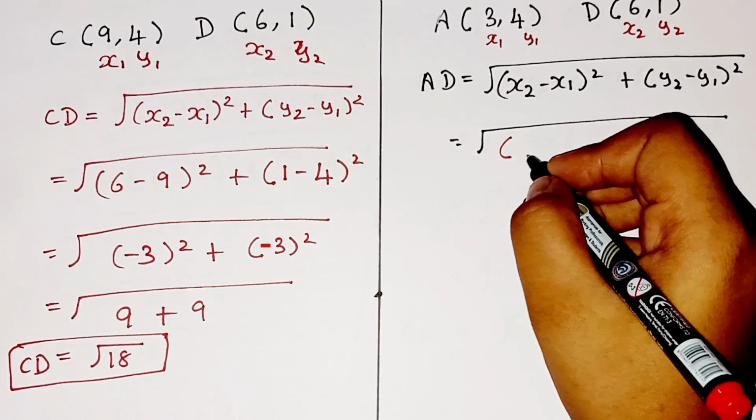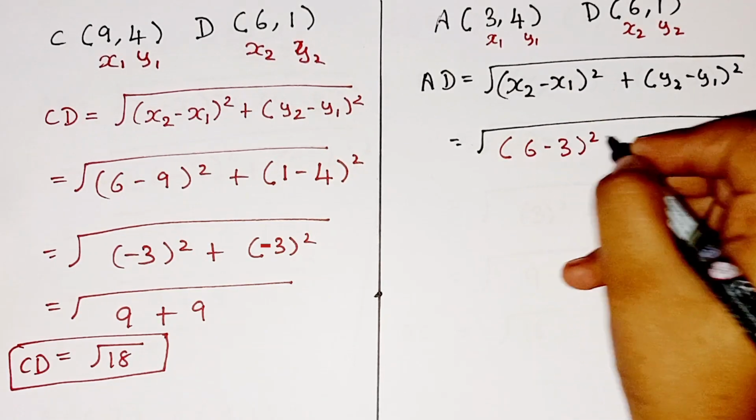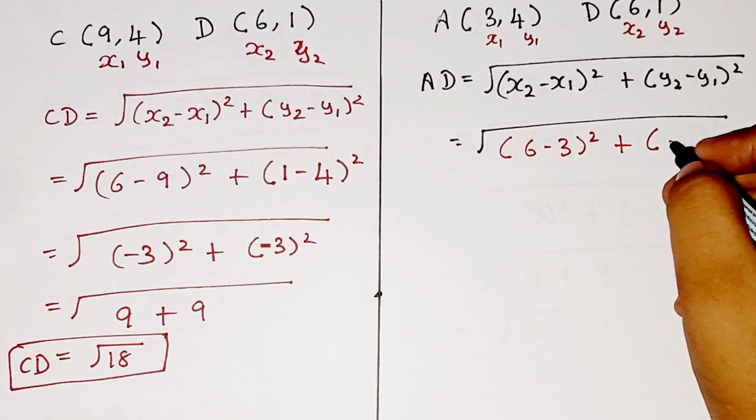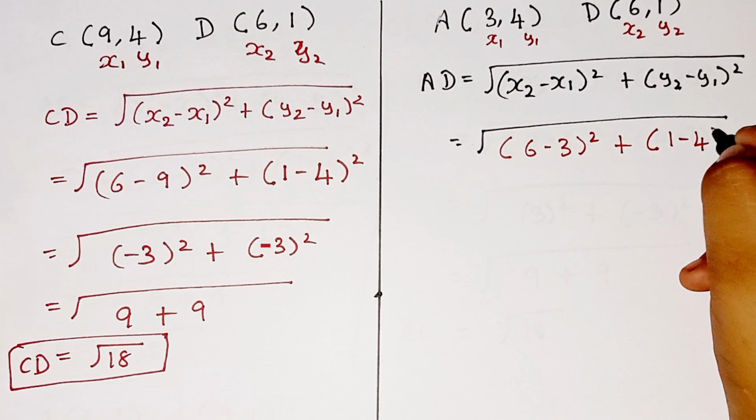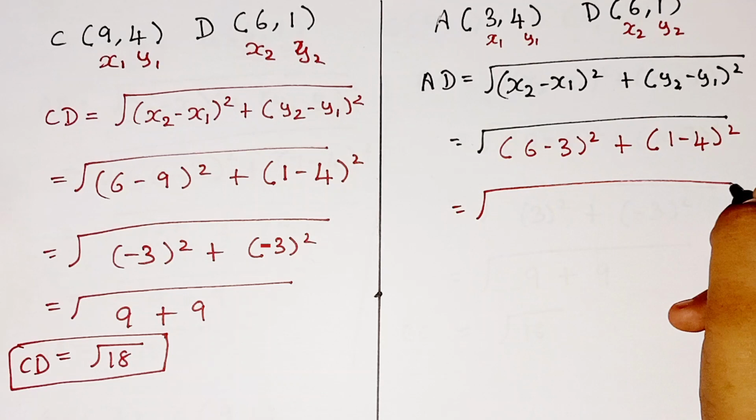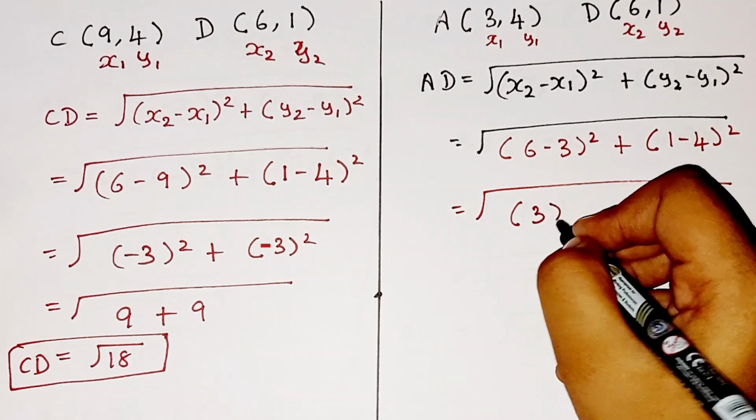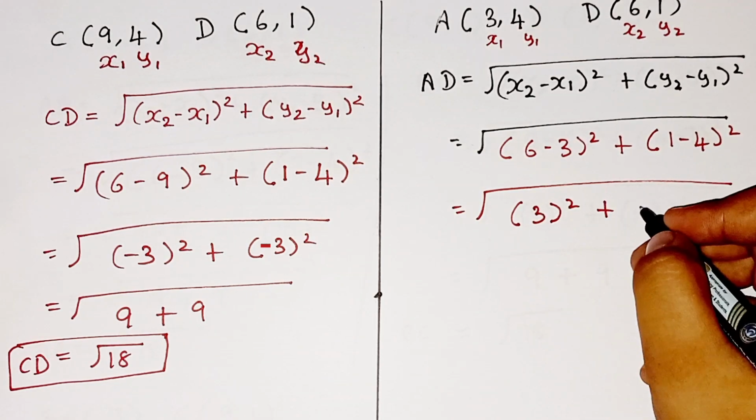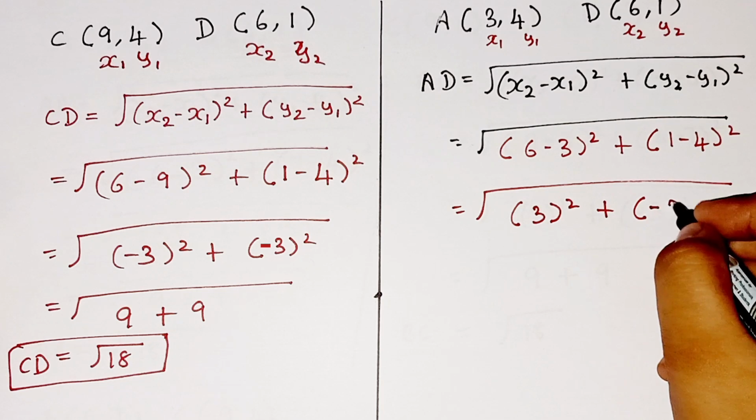So x2 value is 6 minus x1 value is 3 the whole square plus y2 value is 1 minus y1 value is 4 the whole square is equal to, 6 minus 3 is 3 the whole square plus here it is minus 3 the whole square.